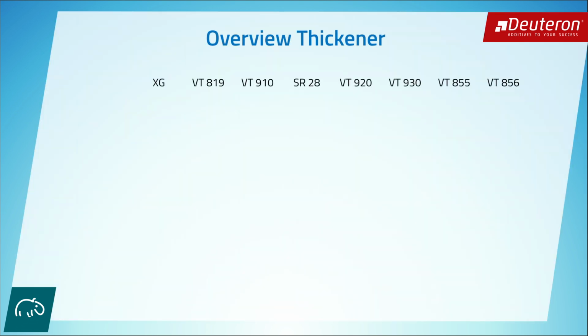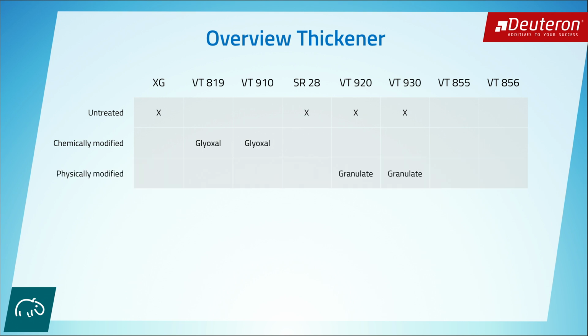We have three different xanthan product groups: unmodified, chemically modified and mechanically modified. Our unmodified xanthans are Deuteron XG, Deuteron SR28, Deuteron VT920 and Deuteron VT930. Xanthans with chemical surface modification to prevent fast swelling are Deuteron VT819 and VT910. The mechanically modified xanthans are agglomerated powders. They also prevent fast swelling. These are Deuteron VT920 and VT930.